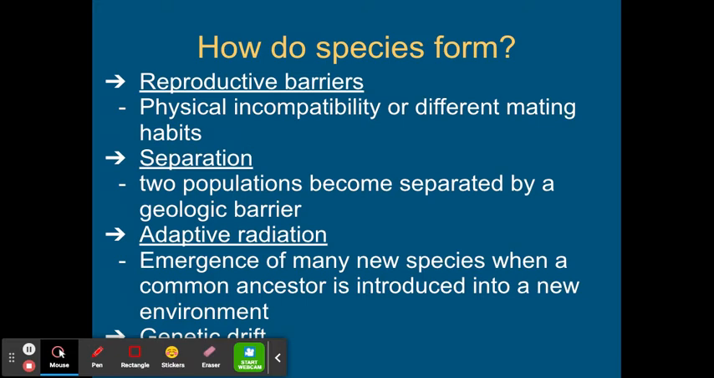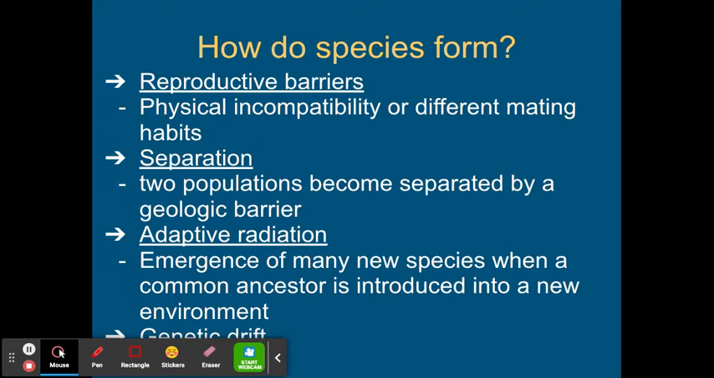Another example is separation. When two populations, and remember a population is a group of organisms that are the same species, are separated by some type of geologic barrier, that can be a mountain, that can be a desert, that can be an ocean.